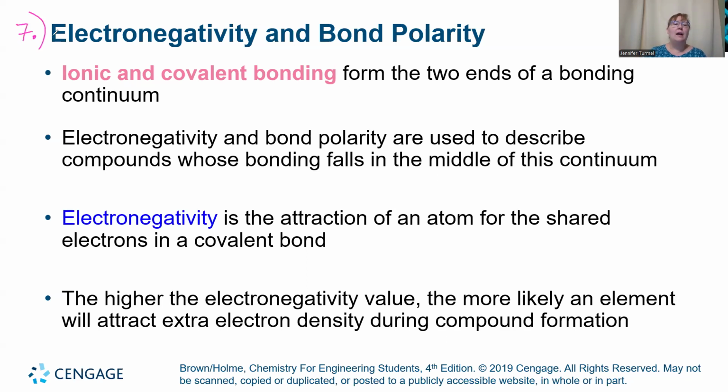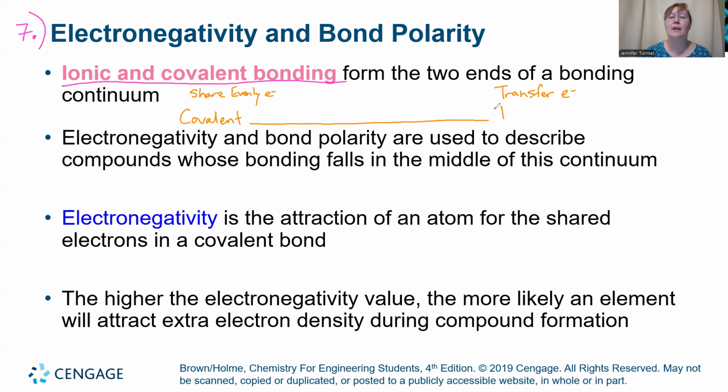Okay, now let's talk a little bit about electronegativity and the different types of bonding. So first of all, ionic and covalent bonding form the 2 ends of the bonding spectrum. So what do we mean by that? Okay, so if we're sharing evenly here, a perfect share, and transfer of electrons here. Then here we have covalent, and then it's on this continuum, and here we have ionic.